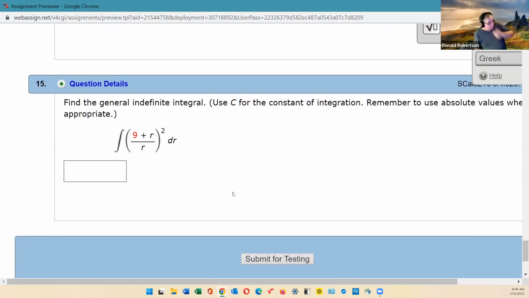What would you do for our final question? Mathematically, what would you do to get that into a format that would allow us to find antiderivatives? Any suggestions before we do it? Anybody get any ideas? Okay, I'll show you.